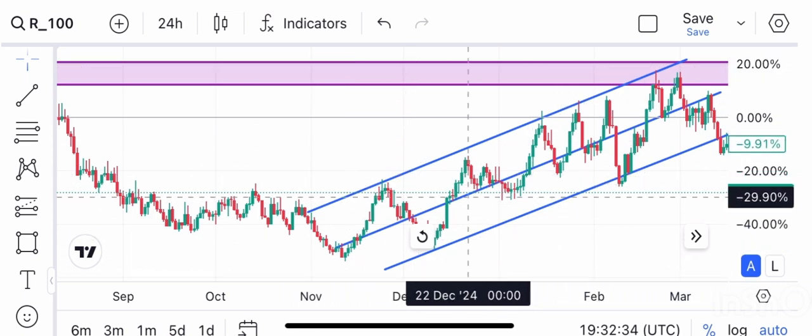Now guys, there's a way to draw a channel from the beginning so you know that price is about to begin a trend. There's a way to draw it, guys.